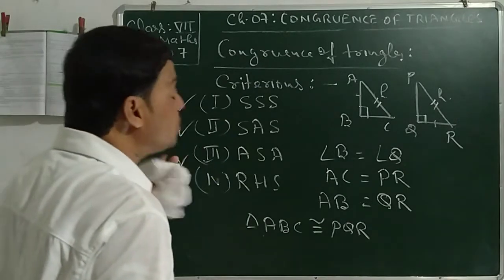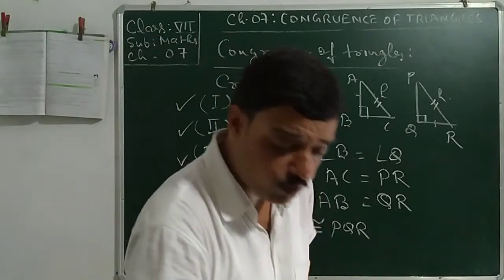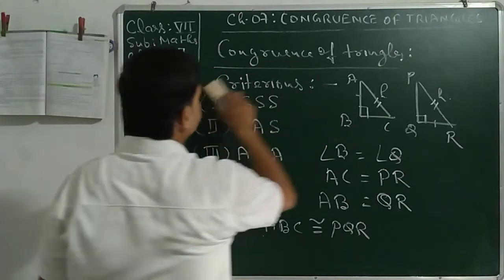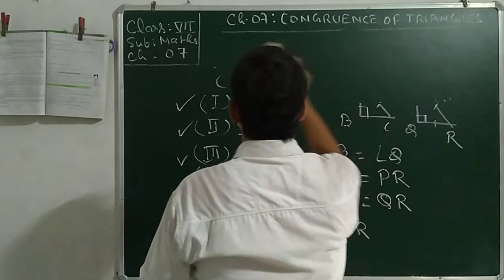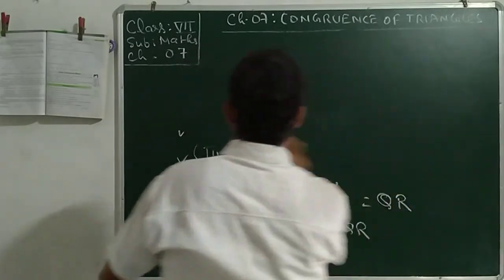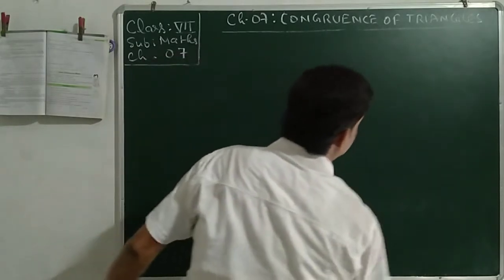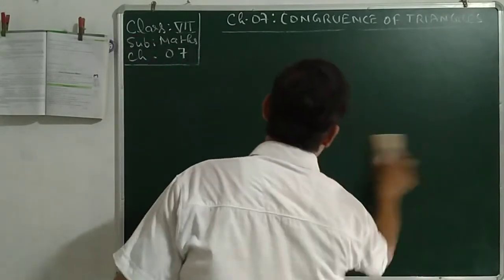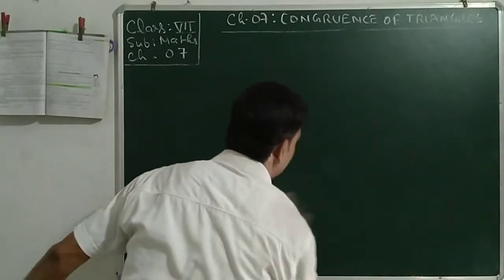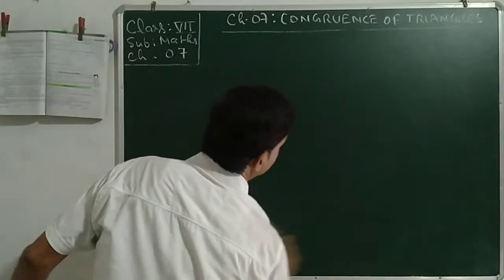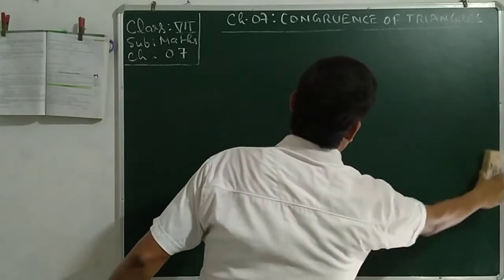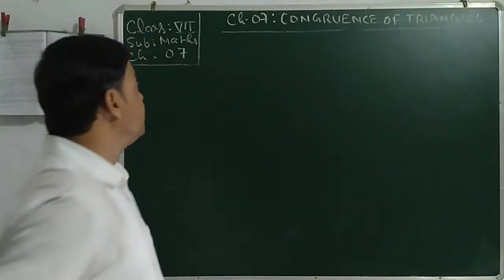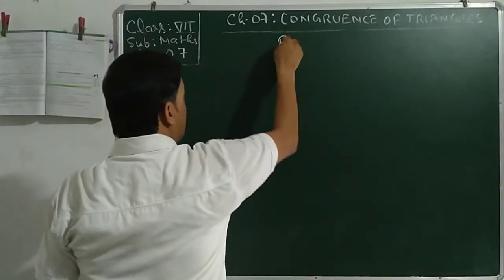After knowing this much, we can proceed to the exercise 7.1. Turn to the exercise 7.1. Look at the first sum. The congruence criterion that I had explained to you regarding the lines will be applicable in the first sum. And I had told you that two line segments are congruent if their measures are equal.